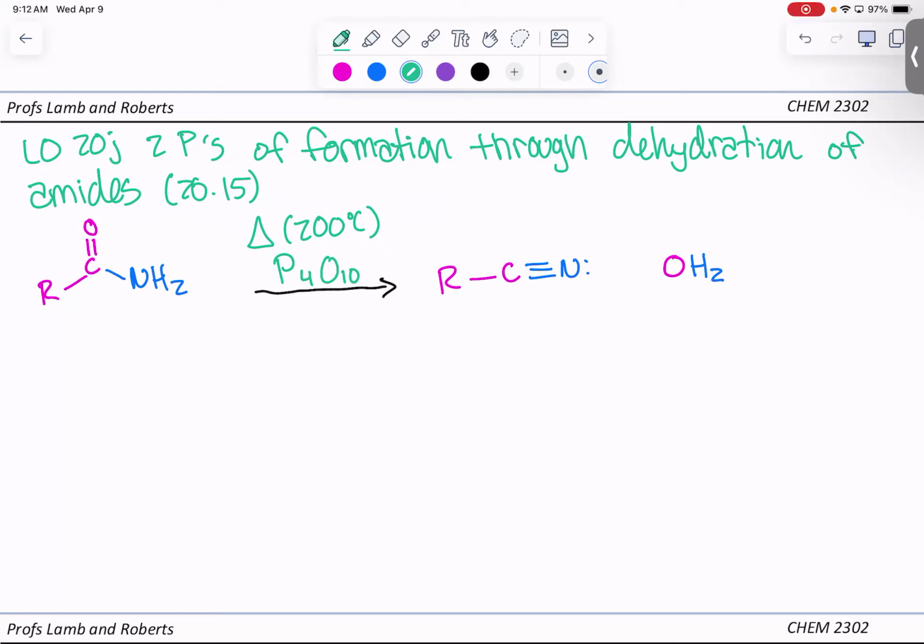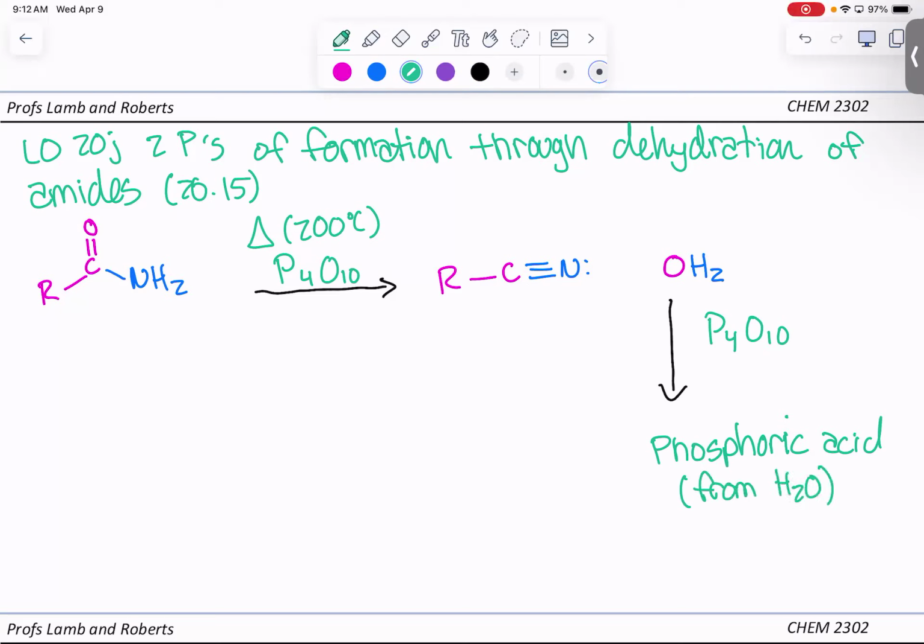What P4O10 does is it reacts with water. Basically, our heat is going to do this dehydration for us. We don't need to know the mechanism at this point. And this is where our P4O10 comes in, and it reacts with water to form phosphoric acid. We know our equilibrium can be pushed forward if we take out some of our products, and so this is an irreversible reaction because the phosphoric acid forms from the water.